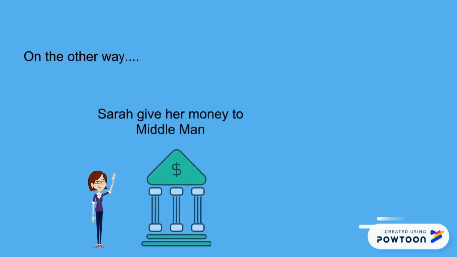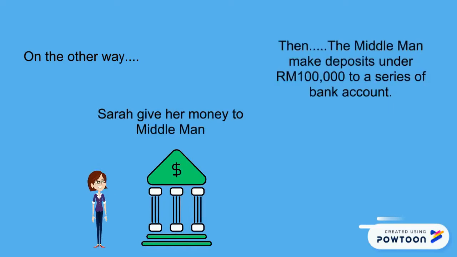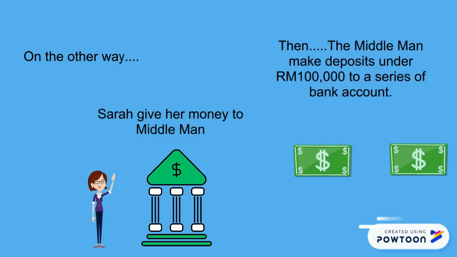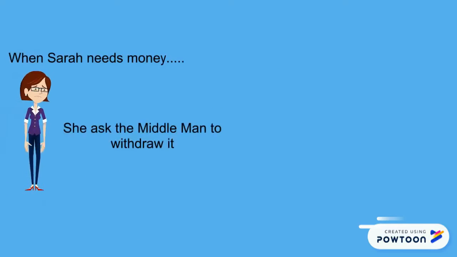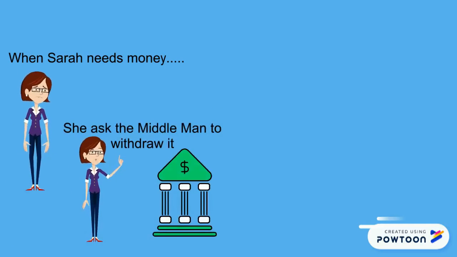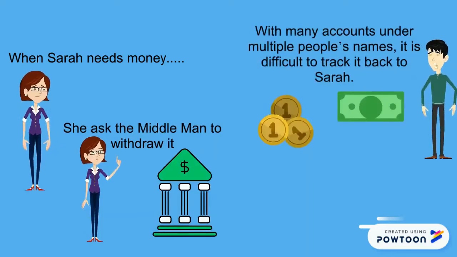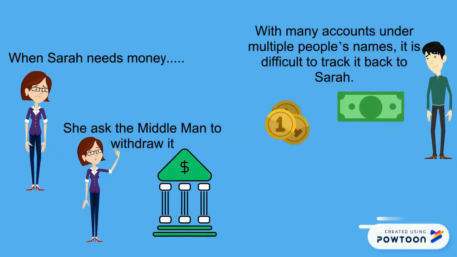In another way, Sarah gives her money to a middleman. Then the middleman makes deposits under 100,000 to a series of bank accounts. When Sarah needs money, she asks the middleman to withdraw it. With many accounts under multiple people's names, it is difficult to trace it back to Sarah. There are three stages of money laundering.